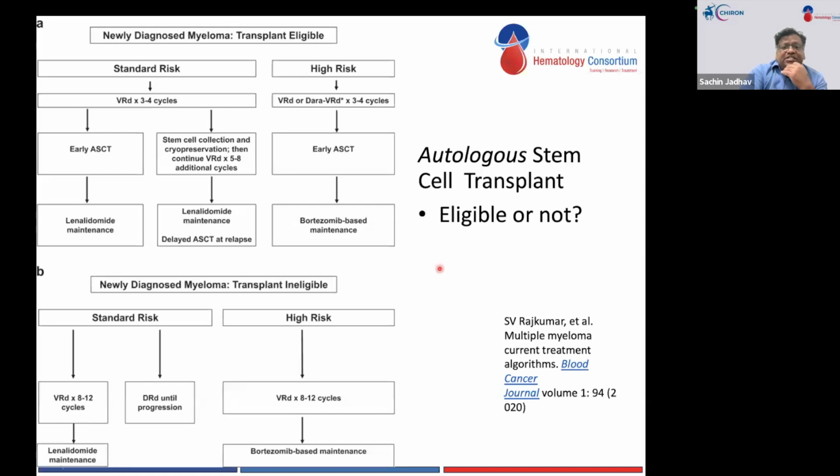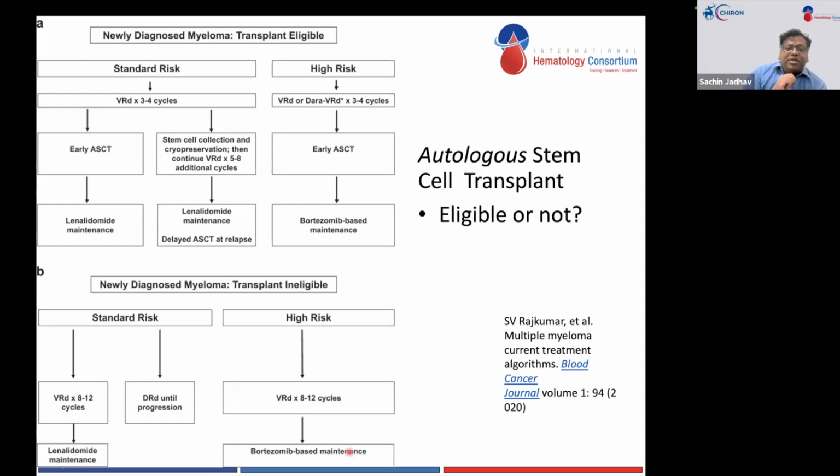Young means if the patient is less than 70 years old or even 75 years old but healthy, and if they have the funds, and if the patient is willing, we give chemo and do autologous stem cell transplant. If we can't do autologous transplant because they can't afford it, or general condition is bad, or the patient is 77 years old, right? In that case, there is no transplant. So after chemo, we just give maintenance.